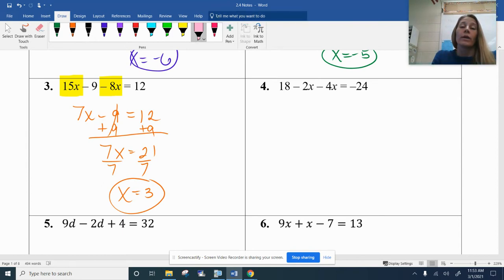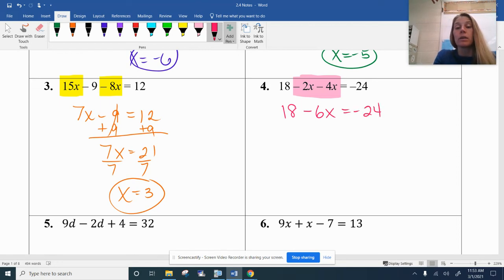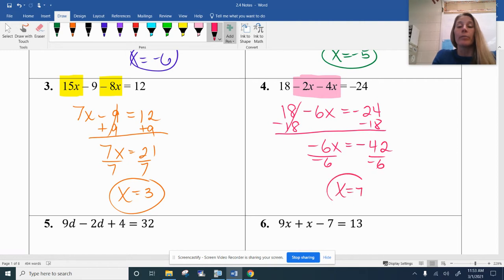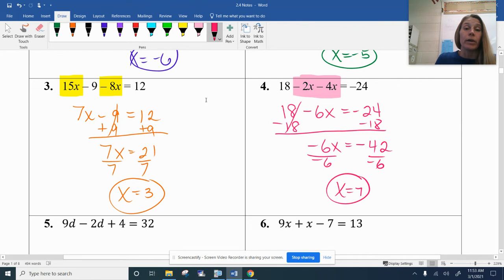Number 4 here, again, we have two like terms on the same side of the equal sign. Negative 2 and negative 4 would combine to give me negative 6. Subtracting my 18 to the other side, now I have negative 6x equals negative 42. When I divide that by the negative 6, since the negatives cancel out, I end up with a positive 7 for my answer.